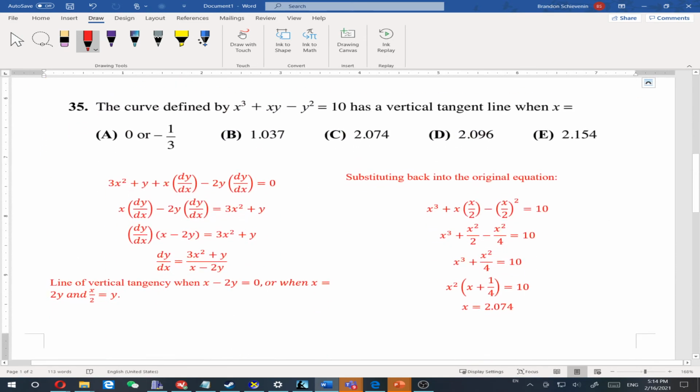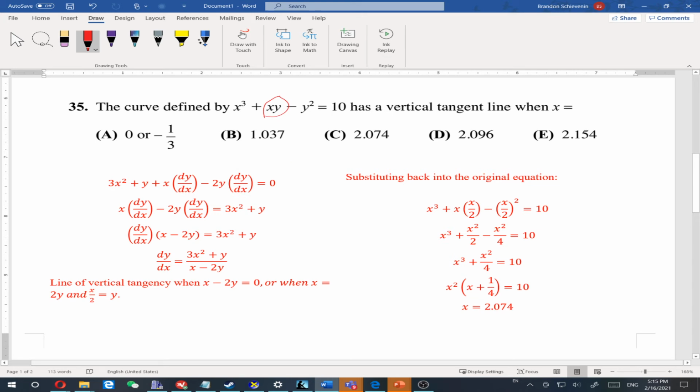Okay, I'm going to jump down. Here I've got a curve defined by this equation, which has a vertical tangent line when x is one of these values. In order to find our tangent line equation, I need to know what dy over dx is. We're going to have a vertical tangent line whenever our first derivative's denominator is set equal to 0. So to solve for dy over dx, I can differentiate this equation in terms of x. The xy term is product rule, and everything else is just power rule.